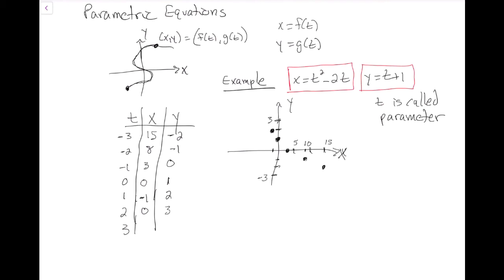Sorry, I got lost on my point there. So x is 0, y is 3. There's that point. And then if t is 3, I'm going to get 9 minus 6, which is 3. Oh my gosh, I can't subtract. 9 minus 6, I'm going to do that right. And then y would be 3 plus 1, which is 4. So around there somewhere, a y of 4.